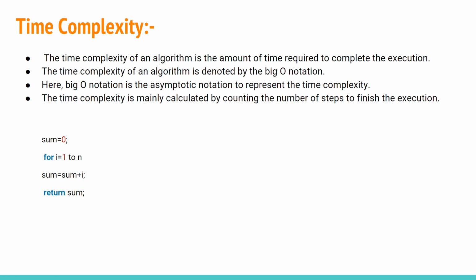The time complexity of an algorithm is denoted by the big O notation. Here, big O notation is the asymptotic notation to represent the time complexity. The time complexity is mainly calculated by counting the number of steps to finish the execution.